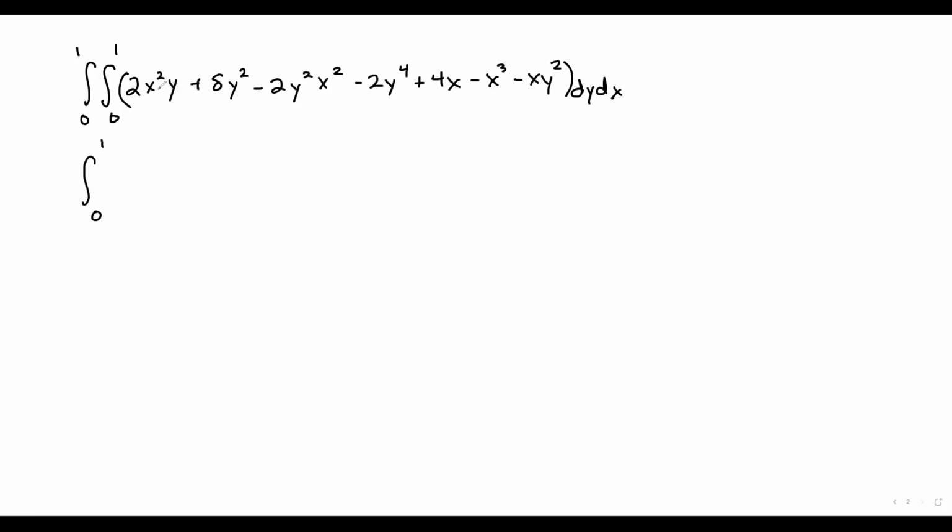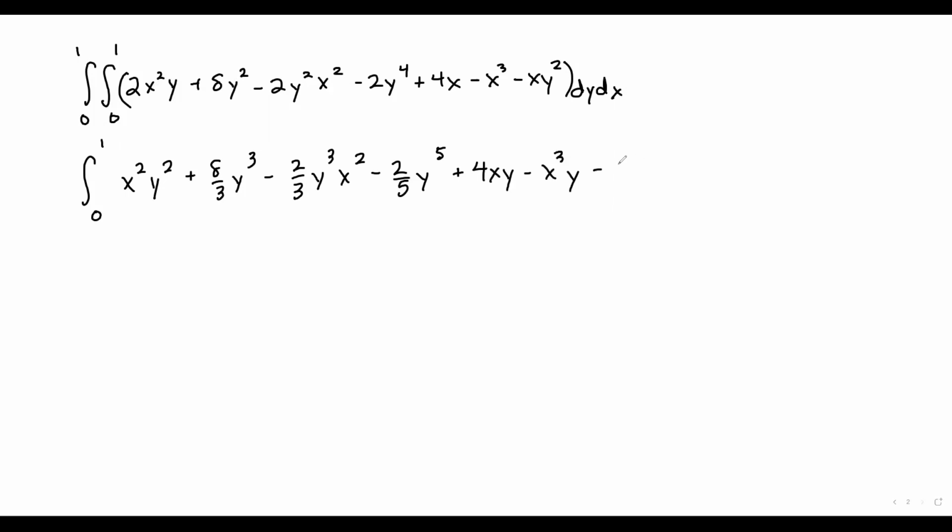All right, so if we're going to integrate with respect to y, that means we're going to get y squared over 2. The 2's will cancel, so we're going to get x squared y squared. With respect to y, this will be 8/3 y cubed. With respect to y, we're going to get minus 2/3 y cubed x squared minus 2/5 y to the 5th plus 4xy minus x cubed y minus 1/3 x y cubed, 0 to 1 dx.